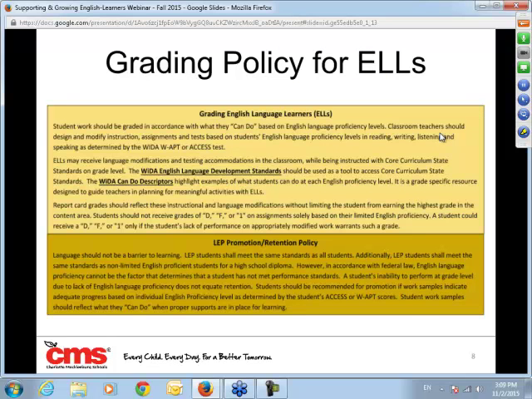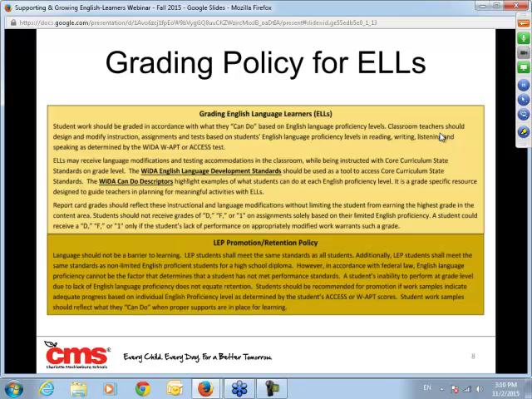This is our grading policy for ELS and CMS. So basically the top is just saying that the student work should be graded in accordance with the can-do descriptors from WIDA, which tells you what a student is capable of doing based on their proficiency levels from either the WAPT or ACCESS testing scores. And that instruction and assignments should be modified based on their English proficiency levels.